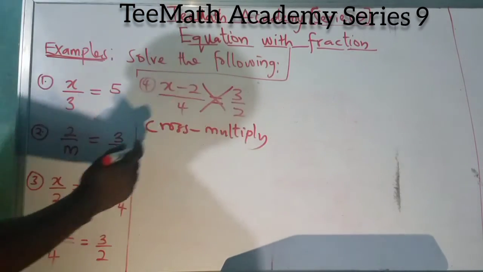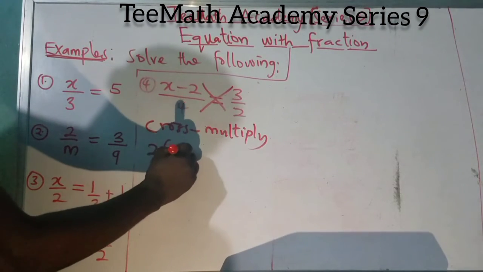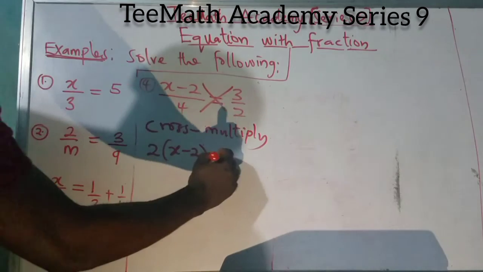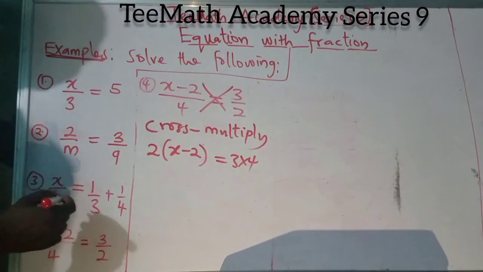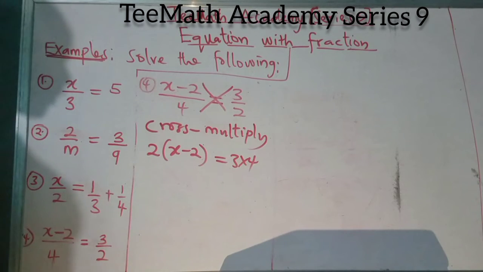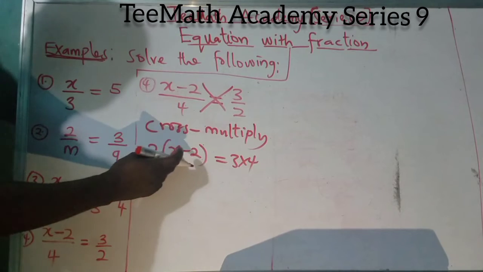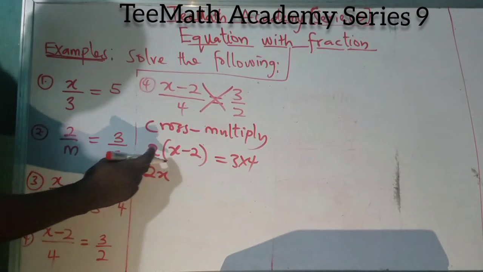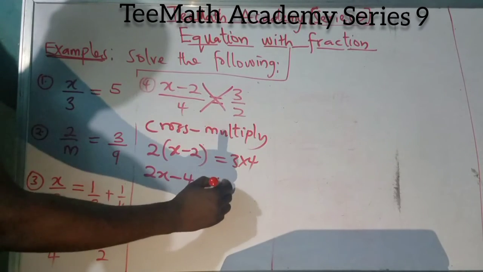So now 2 times this, you see that you open a bracket because it's not 1, equals 3 times 4. Here you remove the bracket. We have done this in series 5. You can go and check how to remove the bracket. So 2 times x is 2x, 2 times minus 2 is minus 4, equals 3 times 4 is 12.